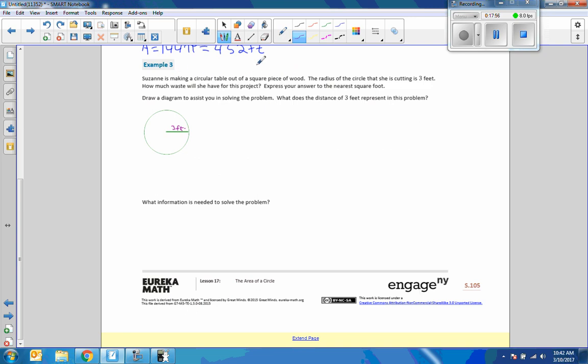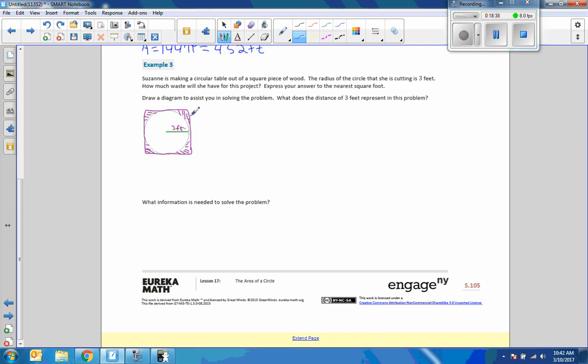Suzanne is cutting a circular table out of a square piece of wood. So if I came up here and over like this is what they're talking about. It's a square piece of wood that this circle is getting cut out of. The radius of the circle is 3 feet. How much waste? So what is getting wasted is the piece that's cut off, which is right here. So these pieces are waste. If you're cutting a round table out of a square piece of wood, these little pieces here are going to get wasted. So how do we find the area of something that's an arc and then looks like a triangle with one side pushed in?